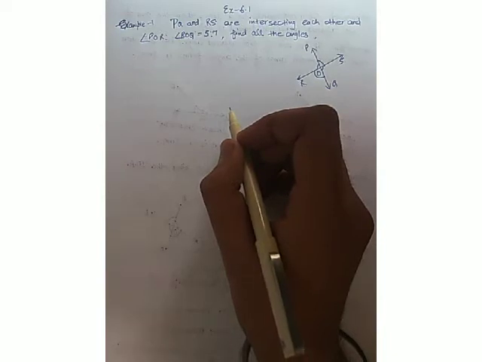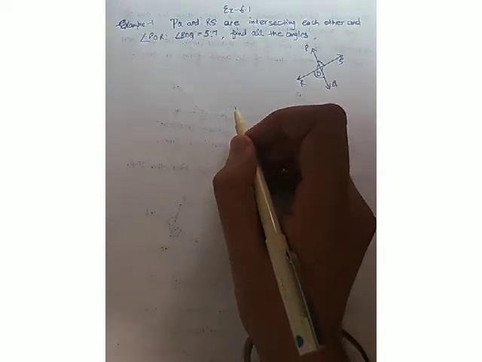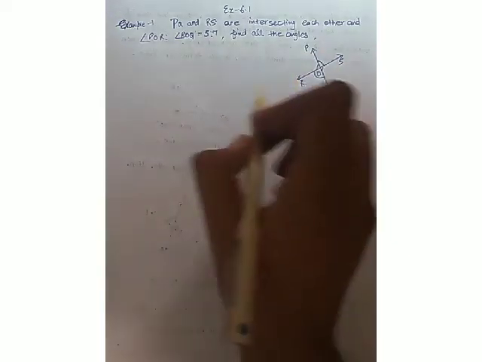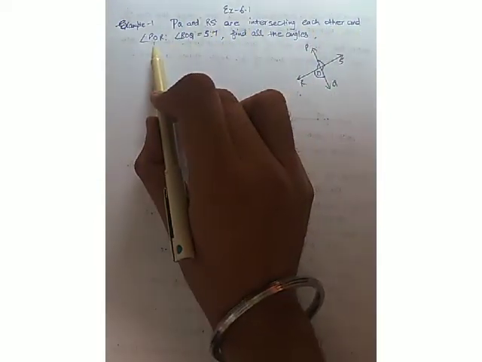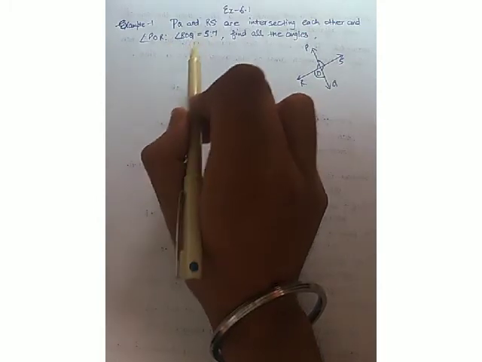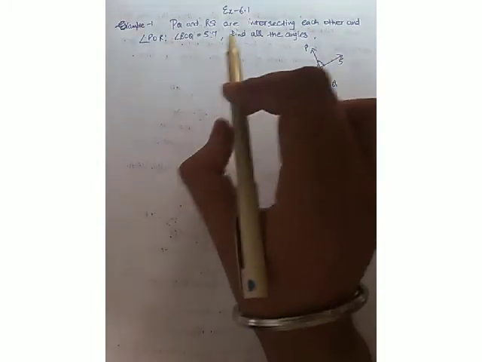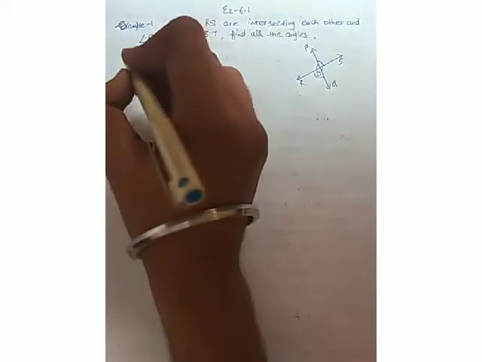So we'll be starting with our examples of exercise 6.1 as we are done with theorems and axioms in the previous video. So example 1 is already written. PQ and RS are intersecting each other and angle POR ratio angle ROQ is 5:7. PQ and RS are intersecting each other and the ratio is also given. What's the ratio? POR ratio ROQ is given, that is 5:7. We have to find all of the angles like POS, SOQ, QOR and POR as well, because only the ratio is given, not the exact angles.